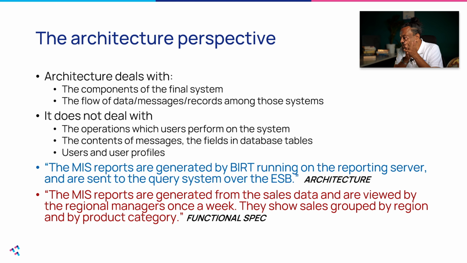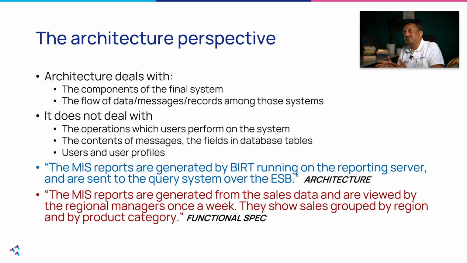Now let's look at the next two sentences. The next paragraph describes the same sort of thing happening but completely from the functional perspective. Now, what does it say? The MIS reports are generated from the sales data and are viewed by the regional managers once a week. They show sales grouped by region and by product category. This is functional. This is not architecture at all.